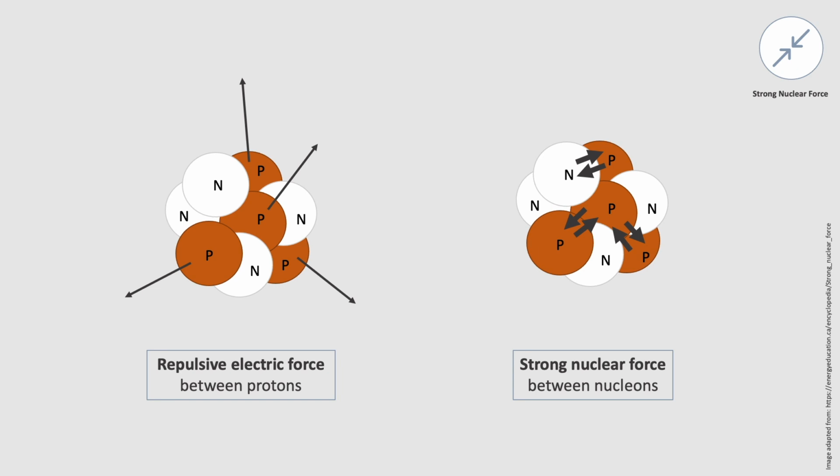Here you can see two nuclei. On the left, the protons are repelling each other, and on the right, the nucleons are attracting each other. That means there is an attraction between protons and protons, neutrons and protons, and neutrons and neutrons. In reality, both forces are acting at the same time. The strong nuclear force has to balance out the repulsive electrostatic force.